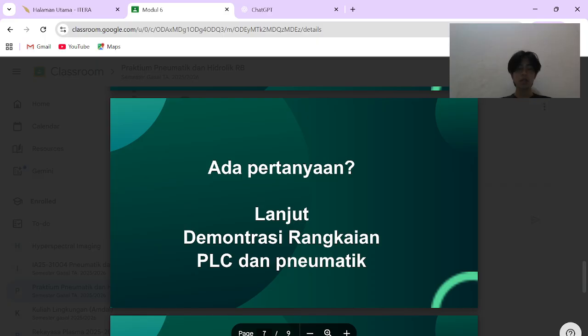The demonstration will show how the proximity sensor sends a signal to the PLC, how the PLC processes that signal, and how the output activates the pneumatic actuator. Seeing this in real time helps us connect theory with practice and understand how automation is implemented in industries.